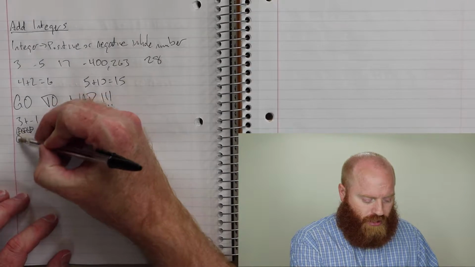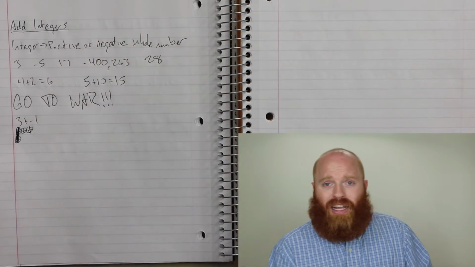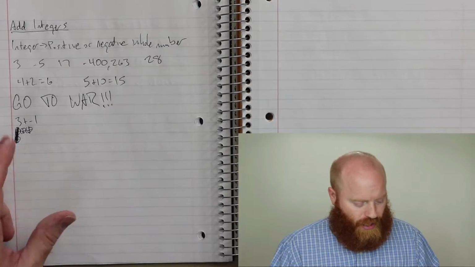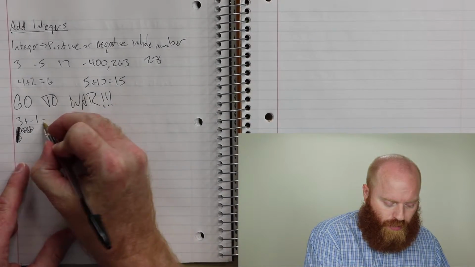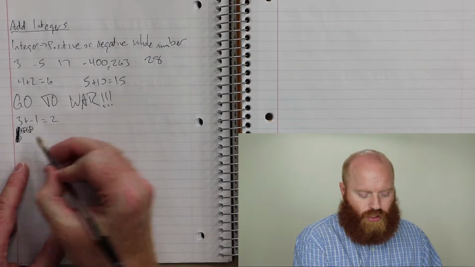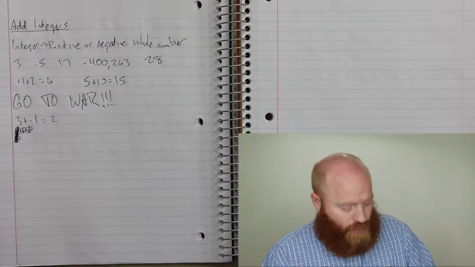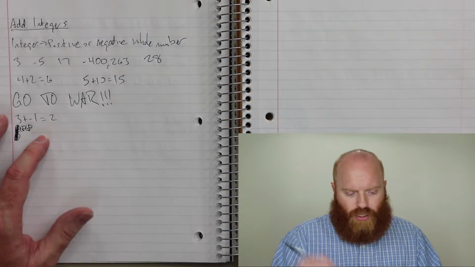And after they line up, these guys are going to shoot each other. They eliminate each other, and now you have to count up how many people and what team they're on. How many people? 1, 2 remain. What team? Positive, the good guy team. So the answer is positive 2. We just solved our first problem. We just added integers. Let's get it more complicated.